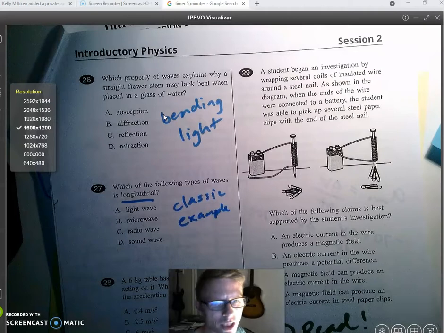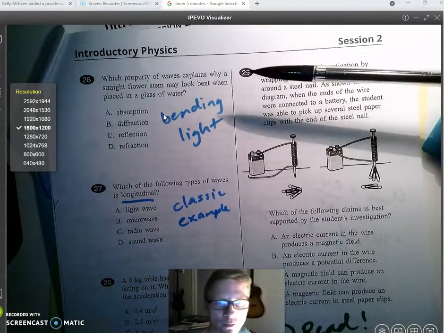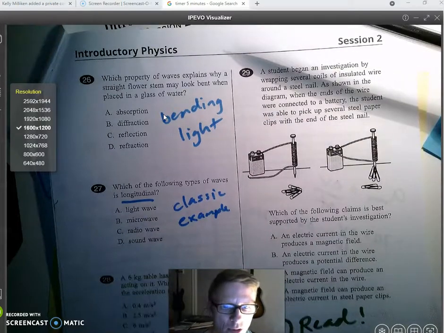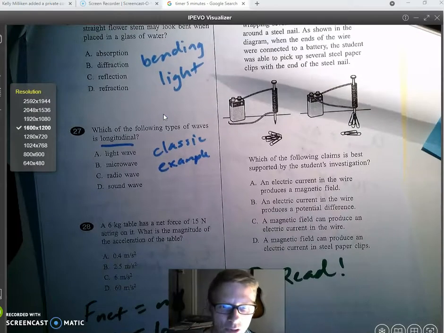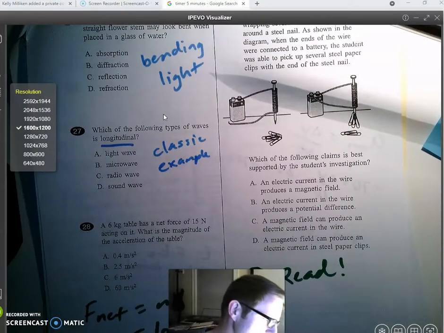26. We're talking about bending light, people. That's all about refraction. The answer is D. 27. Longitudinal, classical example of sound. Answer is D.